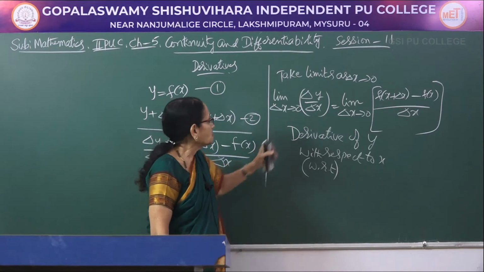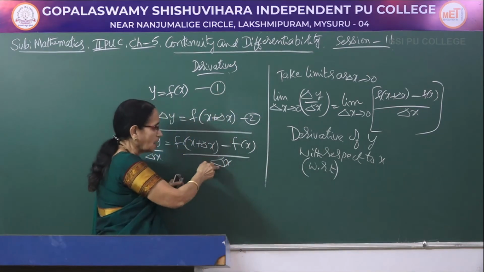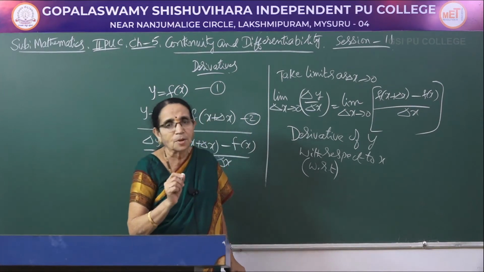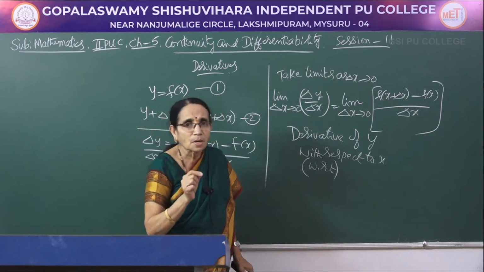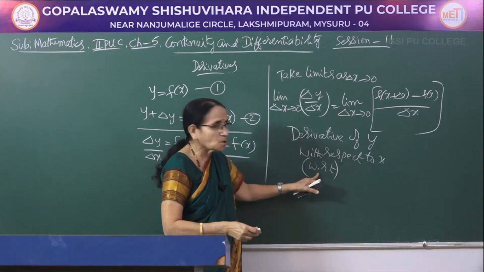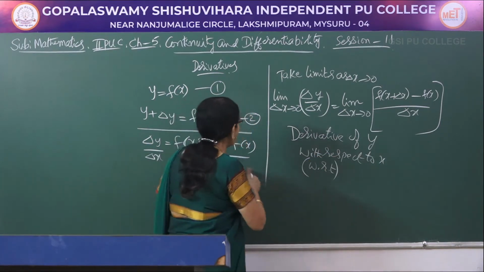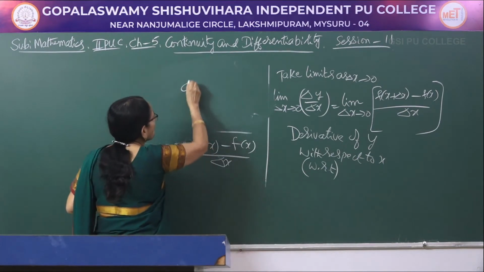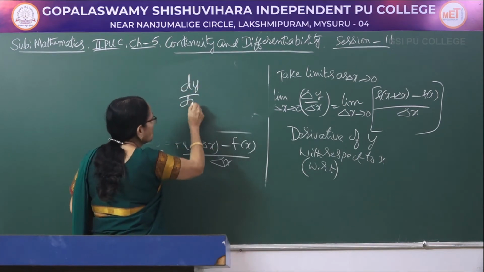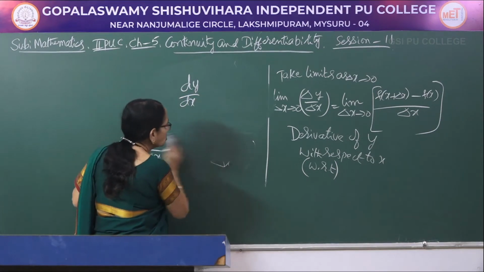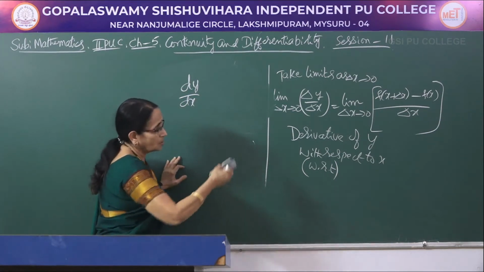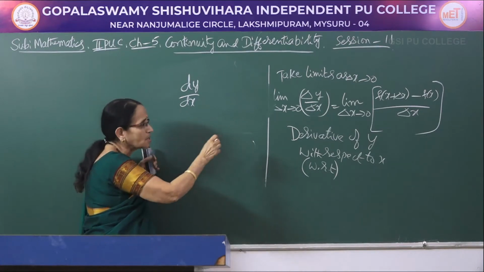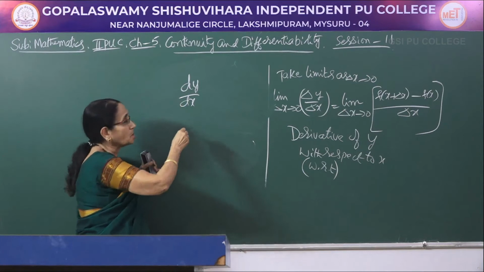So after subtracting, after dividing, after taking the limit, if the limit on the right hand side exists, we call it the derivative of y with respect to x, and the notation that we use for that is dy by dx. Okay. So this is the notation. When you get the limit of that function which is real and finite, we call it a derivative, and this is the notation.